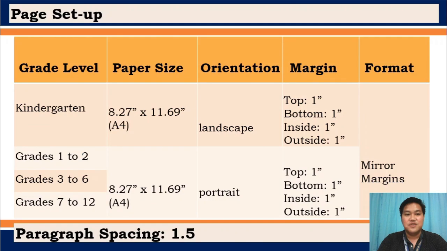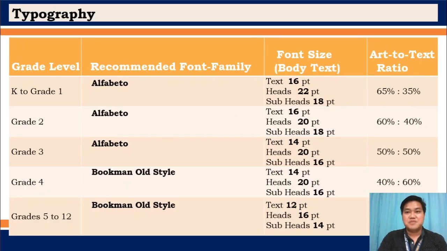For the technical specifications, the following should be adhered to in order to achieve uniformity and conformance to the standards. For the page setup, A4 shall be used. It will be in landscape orientation for the kindergarten materials and in portrait orientation for the grades 1 to 12 materials. A 1-inch margin shall be observed on all sides, and 1.5 paragraph spacing shall be observed.